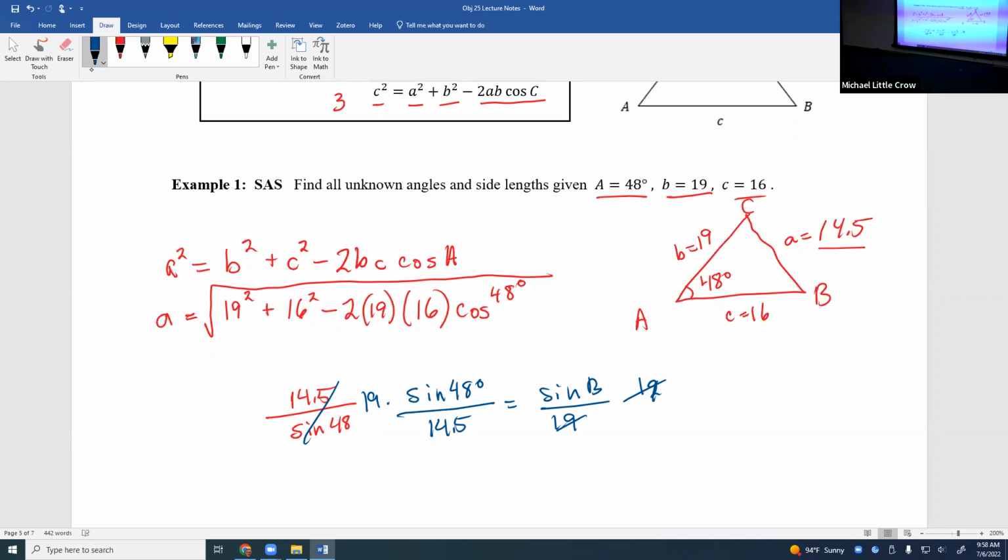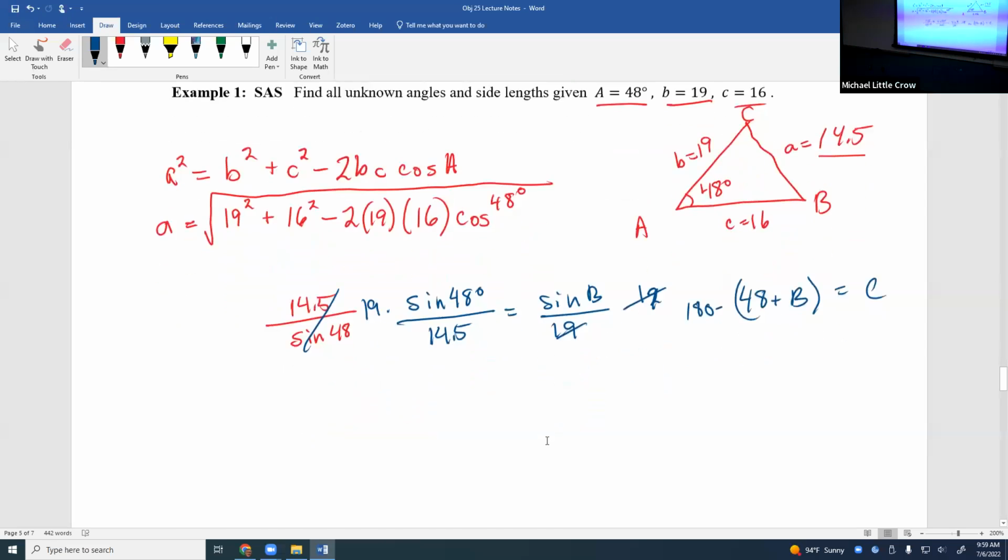If I leave you to do that one, I've done enough of these. Once I've got angle B, add 48 degrees plus angle B, and then subtract that from 180, that'll give you C. Just like we did in several examples. With the law of cosines, usually you only need to use it once, and then you can start using the law of sines.